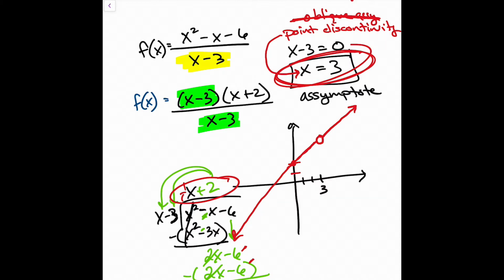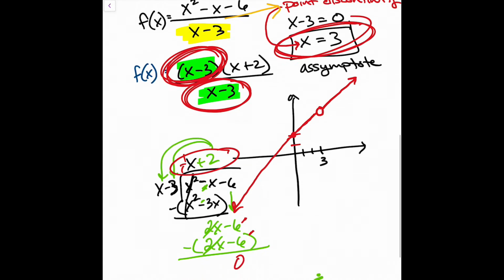So the function is a function until you reach 3. There's a point discontinuity. And again, that's because as I factored my function out, I realized that there were two terms that are the same. And it went from being an oblique asymptote to becoming a point discontinuity. Okay.